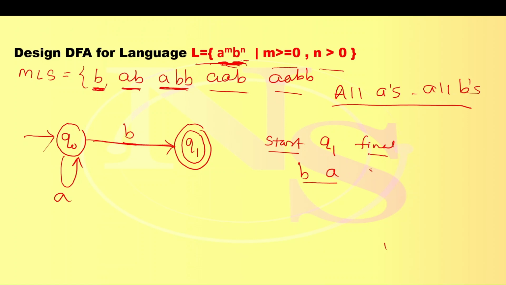Is this a valid string? No. Why? Our language says all A's then all B's. This is what the language is expecting. Here after B, A is coming and this becomes an invalid string as per the language condition. So the transition from the state Q1 for the symbol A will go to the dead state. Why? Because it's reading the invalid symbol. That symbol is A. After B, A's are not allowed. So the transition for this A will go to the dead state.